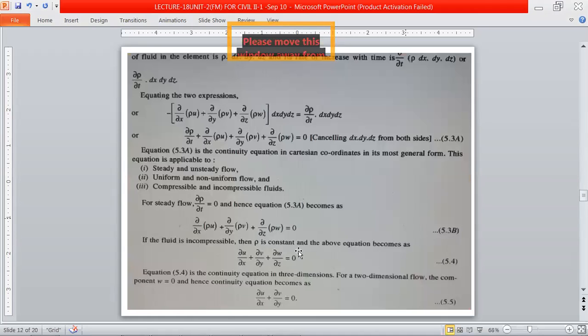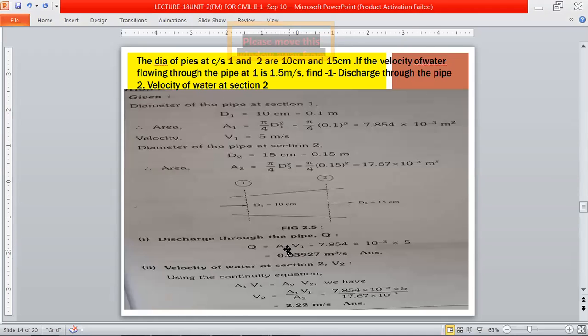Now see here, take A1 V1. First, if we know the discharge at A1 V1, we can go on. The discharge through the pipe, this is discharging; if you are inletting, this is discharging outside. Q is equal to A1 into V1. A1 is equal to 7.8 into 5, V1, that is equal to 0.03. That is the answer of the discharge through the pipe.